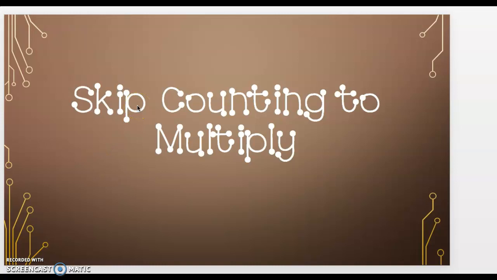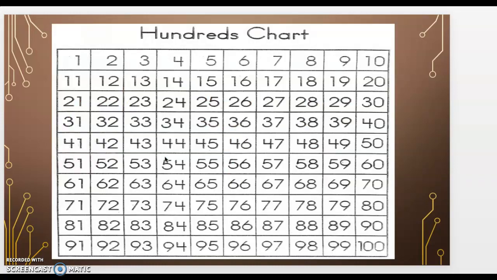Okay, so skip counting to multiply. We have our hundreds charts here, and I know we've used them plenty of times. So we're going to continue to use our 100 charts to help us find the multiples of 9. Remember, friends, when we are skip counting by a number, we always start with that same number. So this week we're working with the number 9. I'm going to find the number 9 and start there.